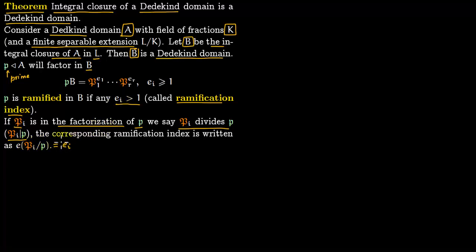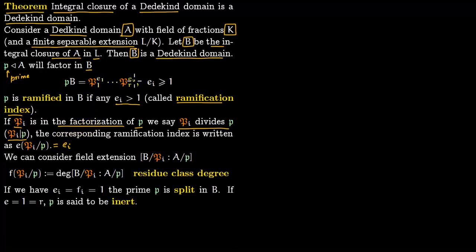Now we can consider a field extension. These P_i lie within B, and P lies within A. So say P_i divides P, then you have an extension like this, the extension of the residue fields. Corresponding to this extension, you have the degree. The degree of this field extension you denote by f(P_i over P), and this is called the residue class degree.